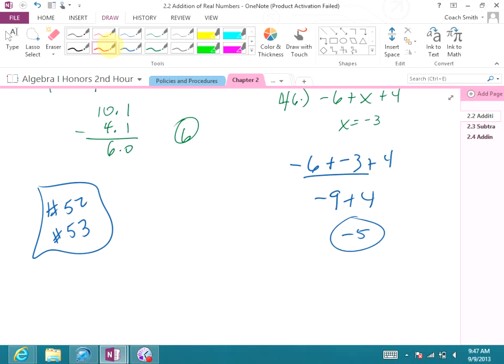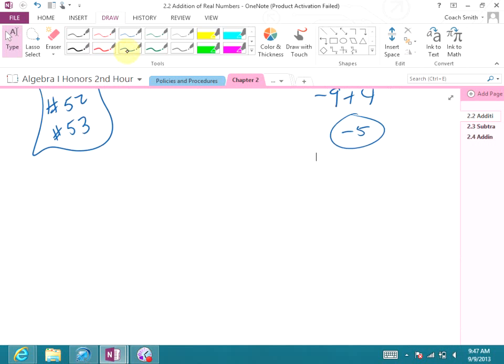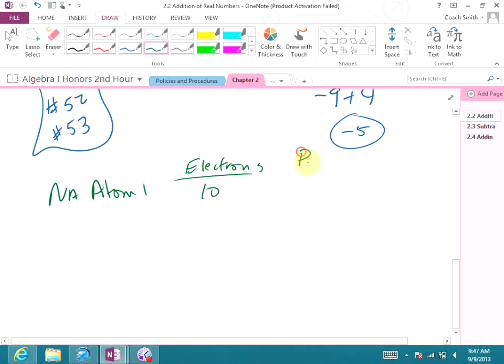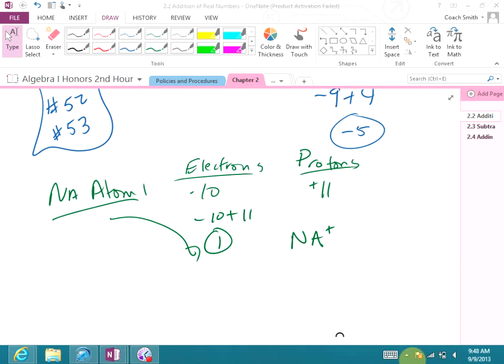So if you have, for example, that first one, you have Na atom 1. You have electrons are 10. Protons are 11. Okay, these are negative, these are positive. So you're basically just taking -10 plus positive 11, which gives me a positive 1, so that is Na positive. Okay? You do the same thing on the fluorine atom. Okay? You do the same thing.